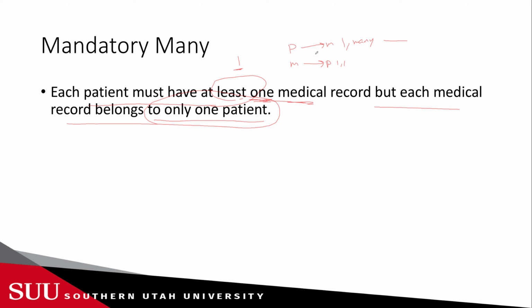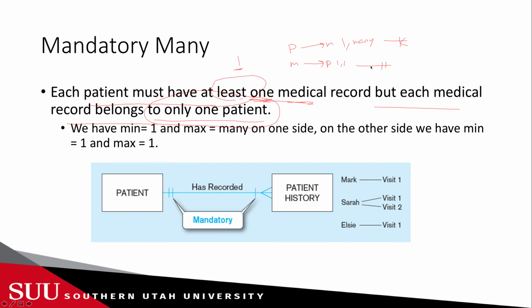So in this case, if I'm going from patient to medical record, I will have this notation. And if I'm going from medical record or patient history to patient, I will have this notation. And this is going to be my final ERD. Now what I have on the side right here is just to show some examples that, for example, this patient has only one record, this patient has two records, and this patient has one record, but none of these records are associated with more than one patient, so this cannot happen.